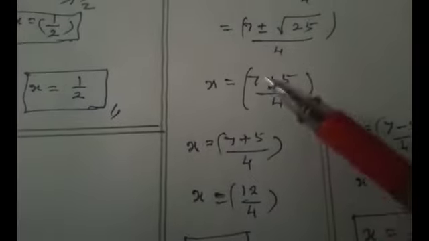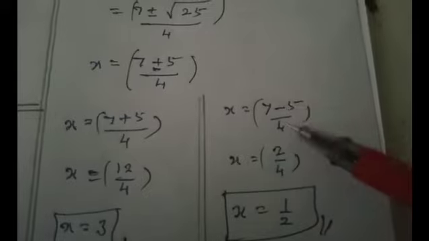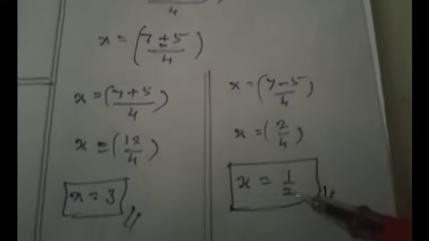Square root of 25 can be written as 5. So one possibility is x is equal to 7 plus 5 by 4. The other possibility is x is equal to 7 minus 5 by 4. By simplification, 7 plus 5 is 12, so 12 by 4. By cancellation we get x is equal to 3. And 7 minus 5 is 2, so 2 by 4, on cancellation we get 1 by 2. So x is equal to 3 and x is equal to 1 by 2. Whatever method we use, we get the same answer. So this is called the formula method.